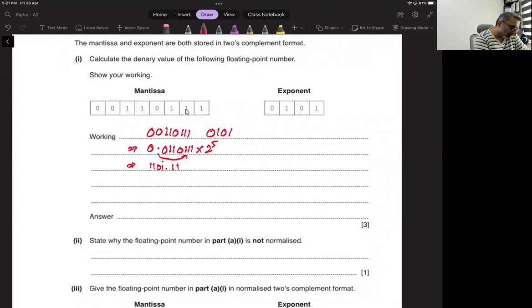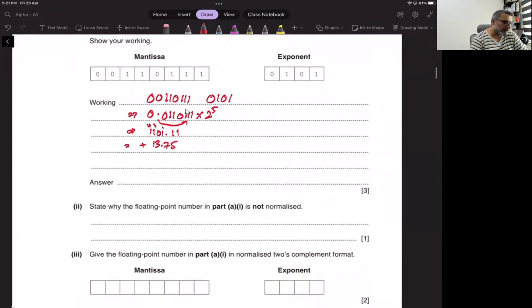So this will become 1, 2, 4, and 8. 8 and 4, 12, 13.75 positive. All right. So this is 13.75 positive. This is your answer for 00110111 0101.